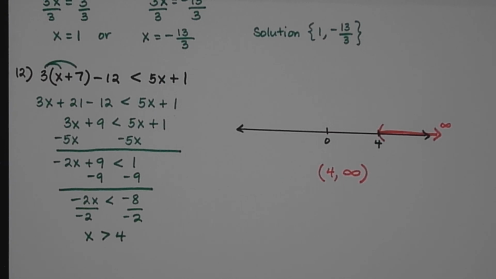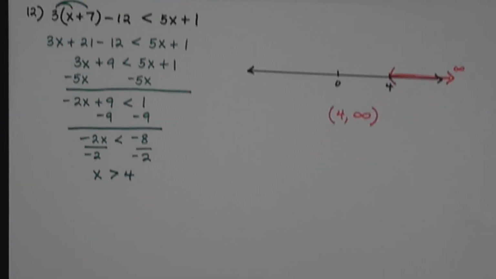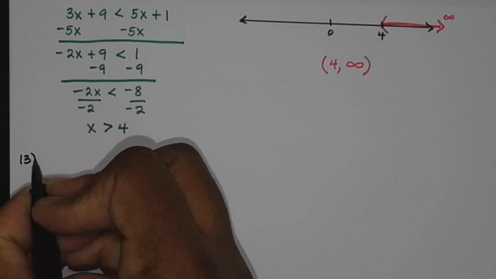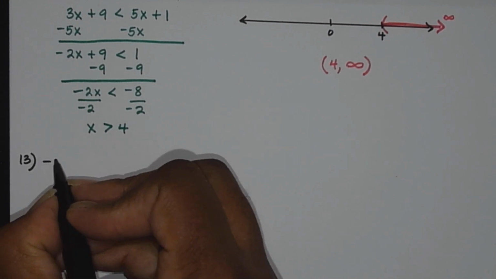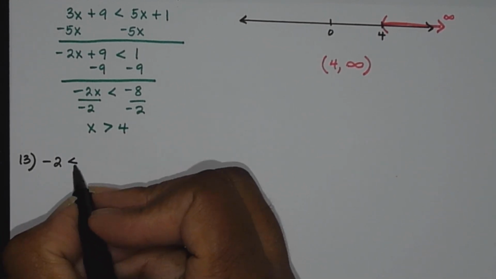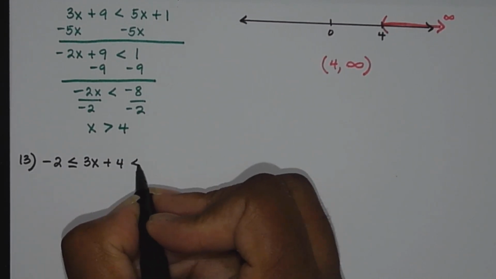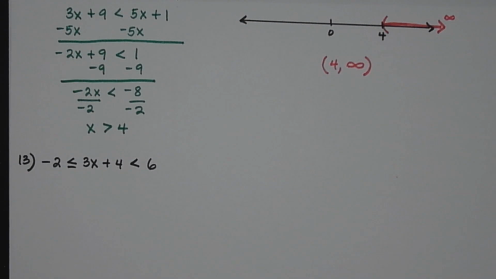All right, any questions about problem number 12? All right, in problem number 13, we have a compound inequality where we're going to solve and graph the solution set on a number line and then write that solution set in interval notation. So number 13, we've got negative 2 is less than or equal to 3x plus 4, which is less than 6.